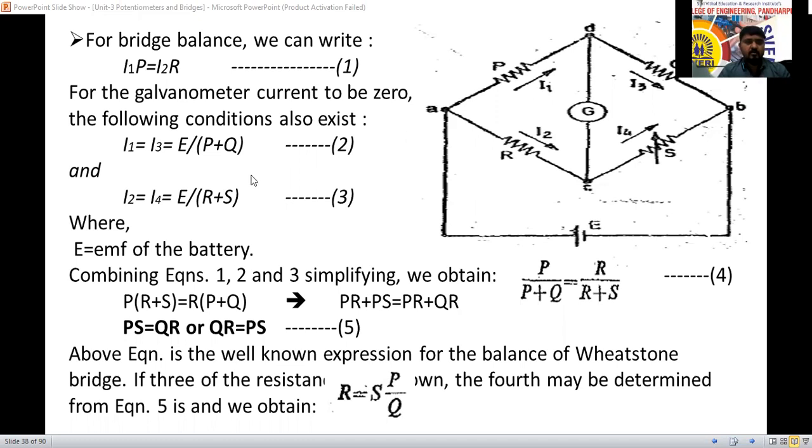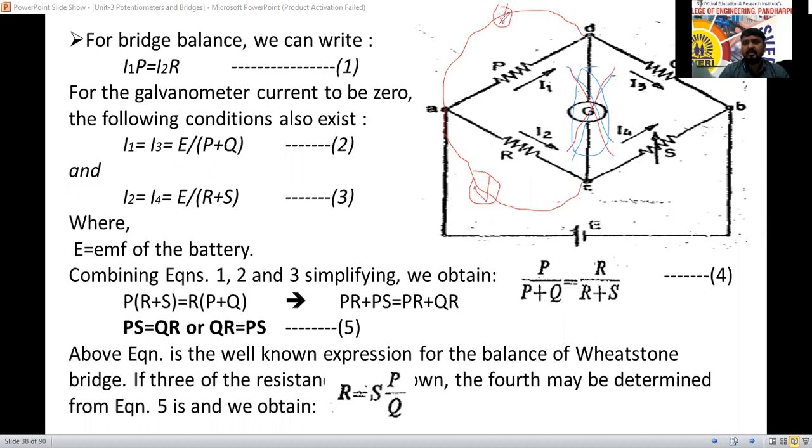So for the bridge balance condition, we can write the equation. If the bridge is balanced, on that condition this part we have to remove completely, because the current flowing through this part will be zero. So it acts as an open circuit. On that condition, the potential difference across this and across this is equal, then the bridge is said to be balanced.